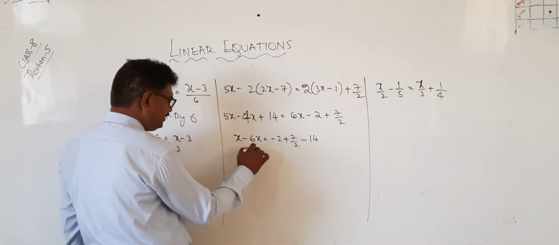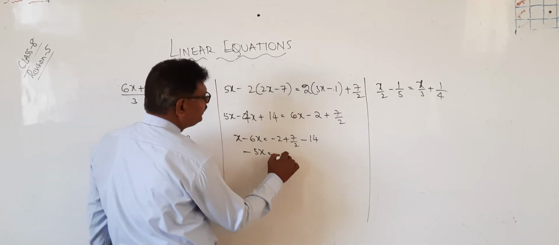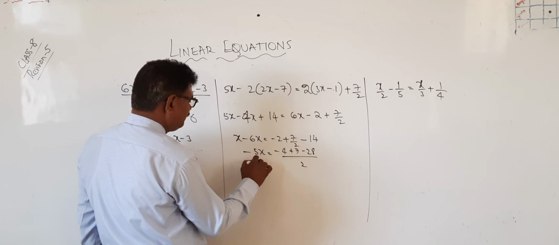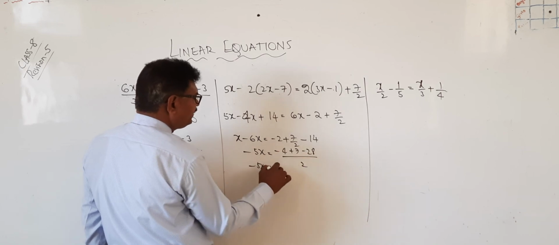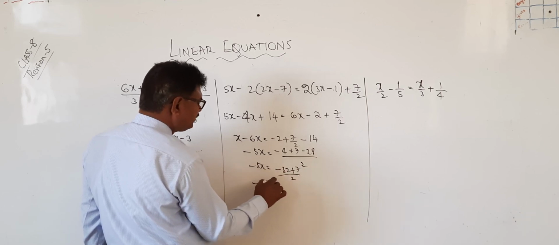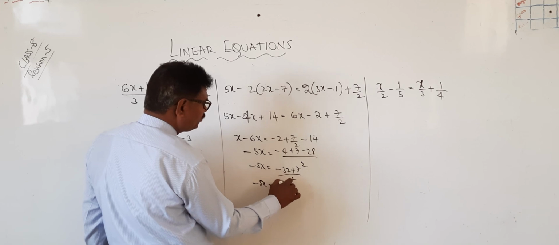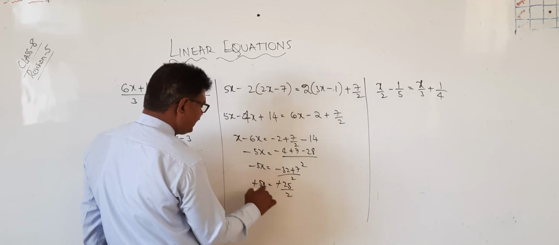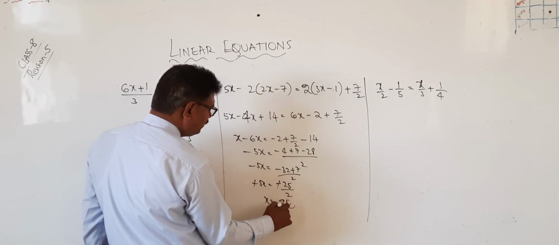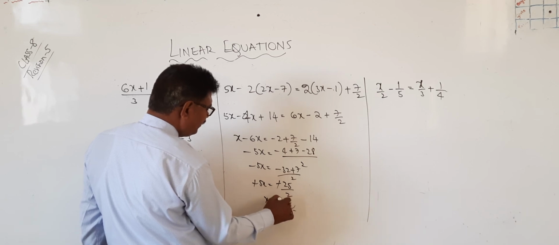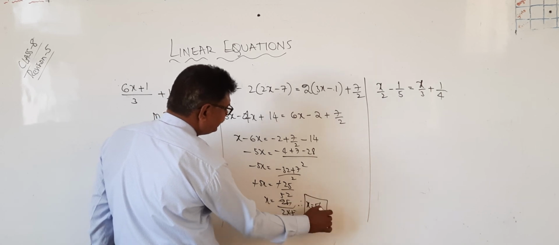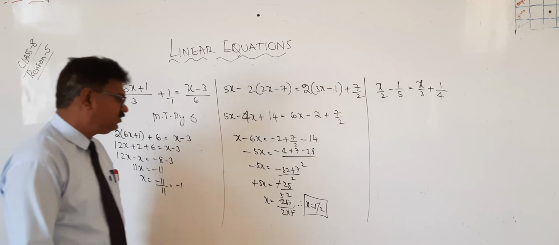Now it is nothing but minus 5x is equal to, 2 is the LCM, minus 4 plus 7 minus 28. Therefore, minus 5x equal to minus 32 plus 7 divided by 2, minus 5x equal to minus 25 divided by 2, minus cancels, x equal to 25 divided by 2 into 5, therefore x equal to 5 by 2. Okay? So this is very simple.